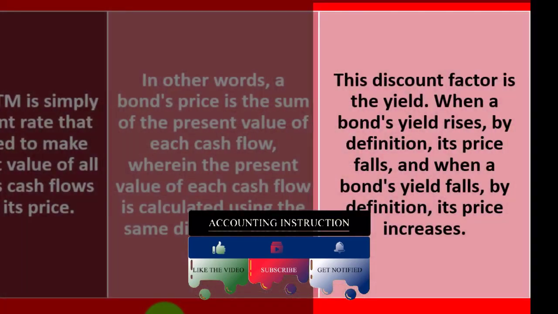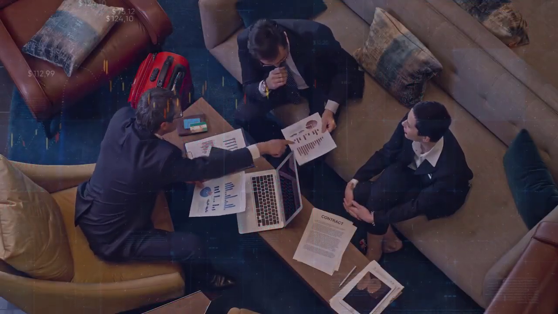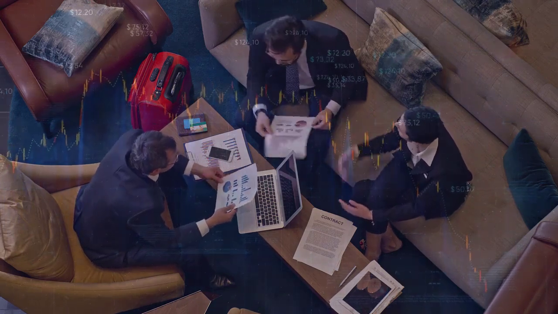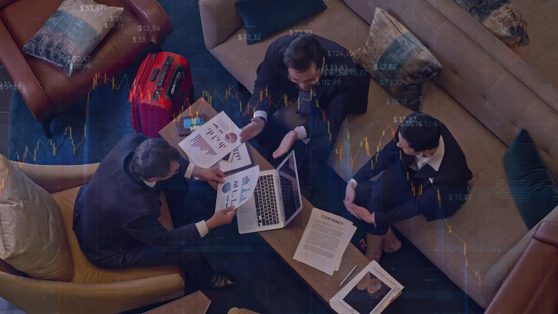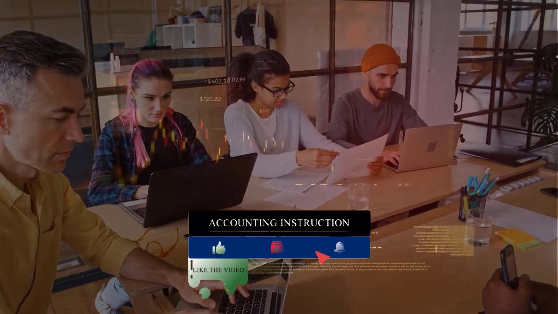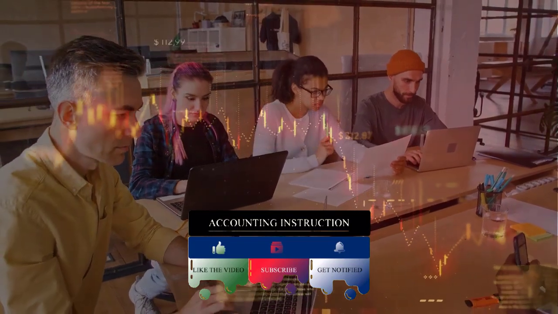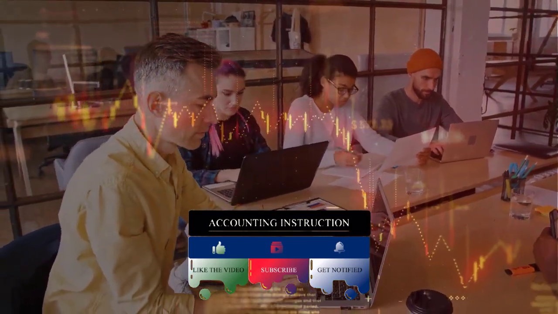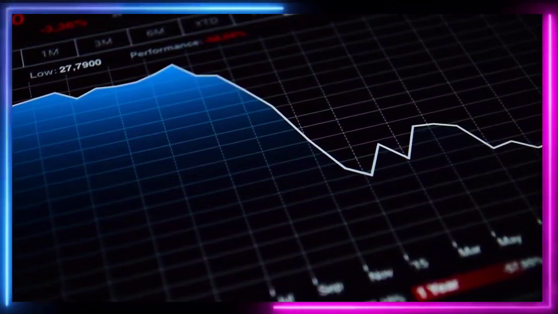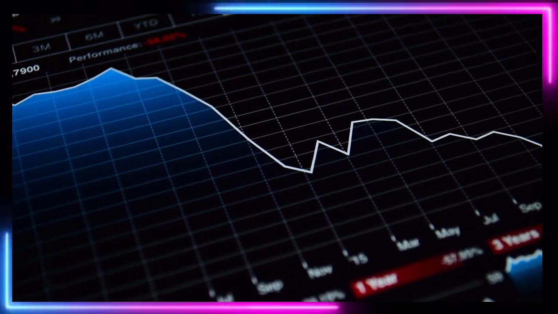So this discount factor is the yield. We're thinking about the yield being the rate that we would use to present value those future cash streams. Or we can think about it as the rate that would be necessary to discount all future payments, that would be the stream of payments for all the interest payments, and then the end payment at maturity for the face amount, to be equal to the price. That would give us the YTM. So when a bond yield rises, by definition, its price falls, and when a bond yield falls, by definition, its price rises. So these are the tools that we're going to use basically to value the price of the bonds.